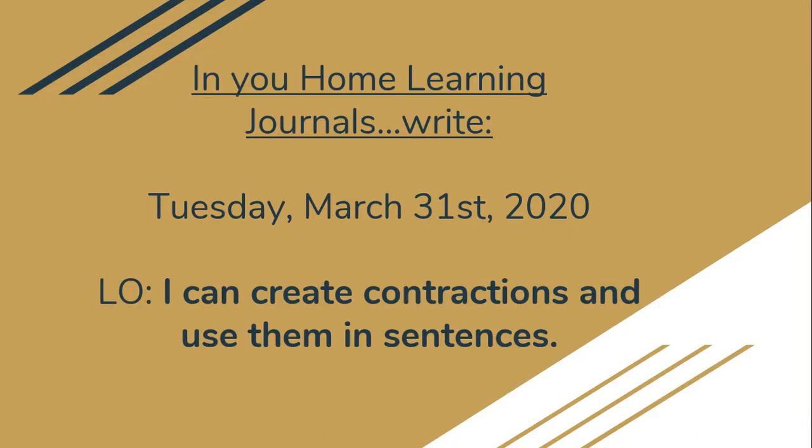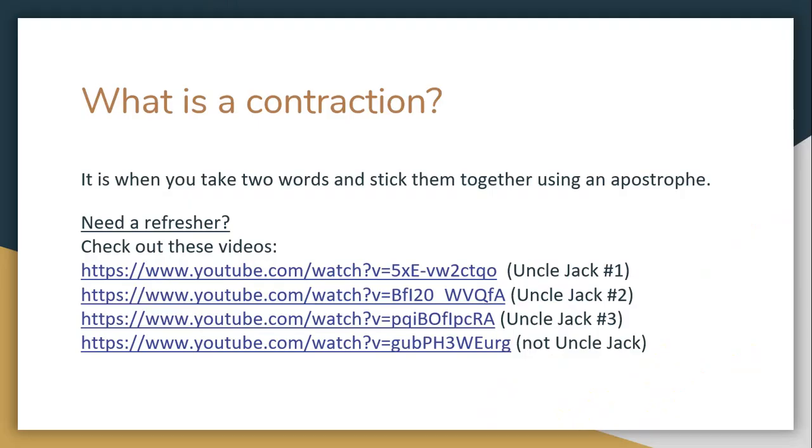So in your home learning journals, you need to write Tuesday, March 31st, 2020, and your LO, which is I can create contractions and use them in a sentence. Remember, you can pause the video at any time. There's no need to print anything off today. You can just do it straight from the video, so you can pause the video and that will give you everything you need. So if you need more time, pause the video, otherwise we're going to keep going.